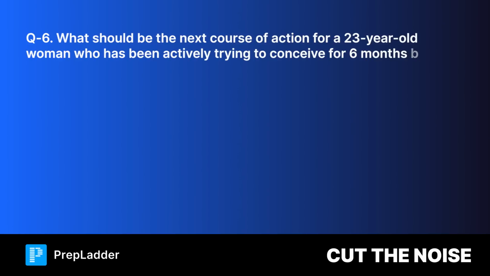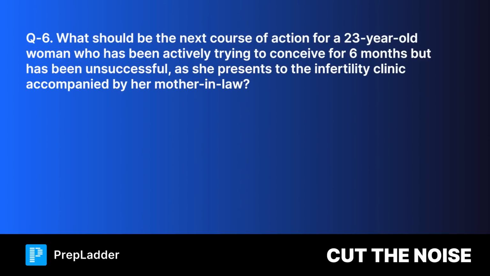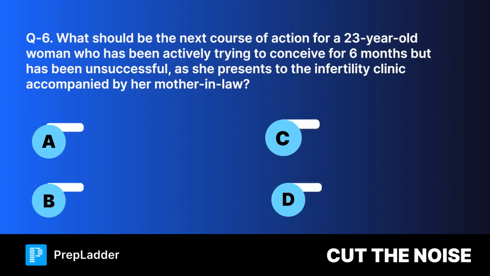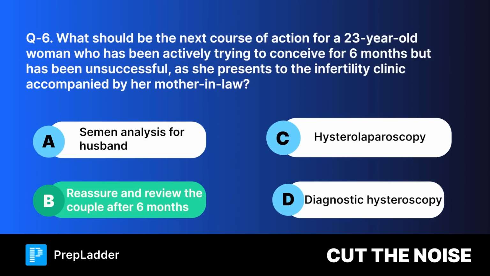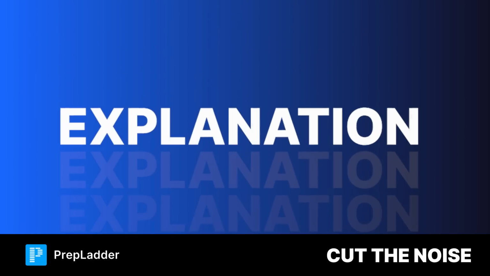Question 6. What should be the next course of action for a 23-year-old woman who has been actively trying to conceive for 6 months but has been unsuccessful, as she presents to the infertility clinic accompanied by her mother-in-law? Your options are, and the correct answer is reassure and review the couple after 6 months. Here's the explanation.